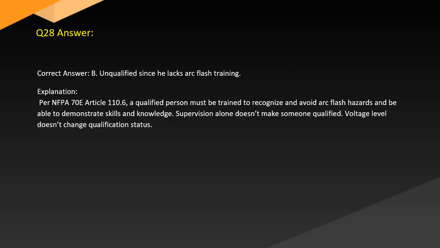Answer. Correct answer: B. Unqualified since he lacks arc flash training. Explanation. Per NFPA 70E Article 110.2, a qualified person must be trained to recognize and avoid arc flash hazards and be able to demonstrate skills and knowledge. Supervision alone doesn't make someone qualified. Voltage level doesn't change qualification status.